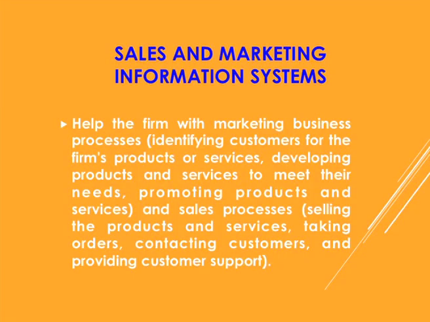We go to the third type of system, that is called sales and marketing information systems. This helps the firm with the marketing business process: identifying customers for the firm's products or services, developing products and services to meet their needs, promoting products and services, and the sales process, selling the products and services, taking orders, contacting customers and providing customer support. Marketing is actually an interface between the customer and the organization.